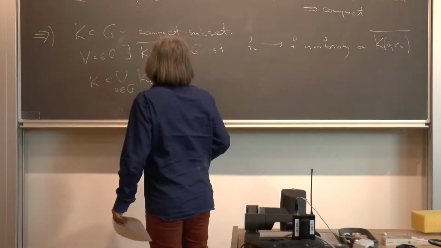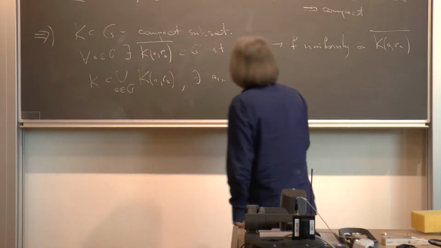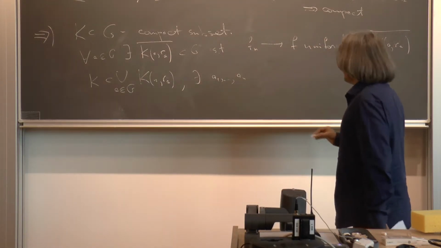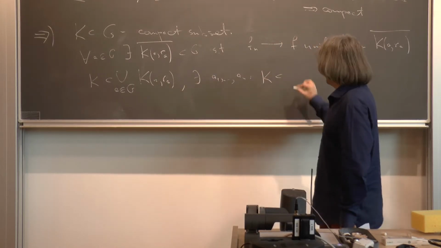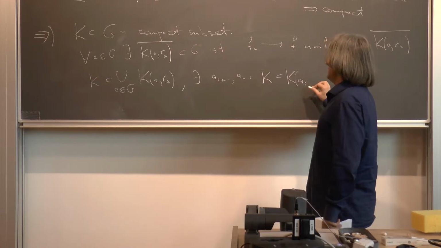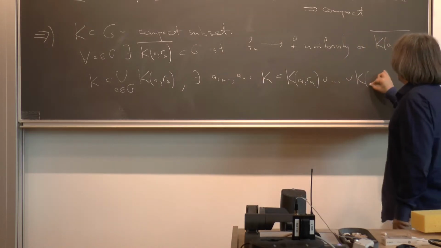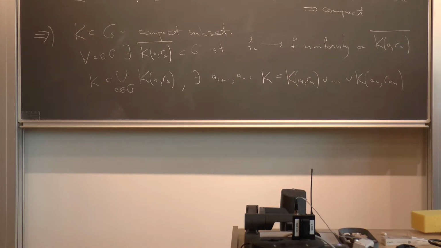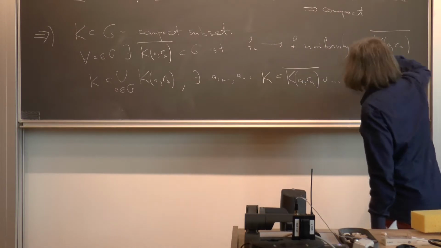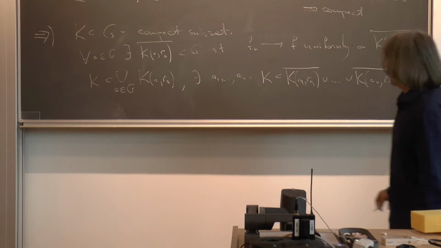But being compact, there exist finitely many points, A1, ..., AN, such that K actually sits inside a finite union: the disks of radius R_A1 around A1, up to R_AN around AN. And I can even put closures here. Nothing will change. I just made this subset bigger.